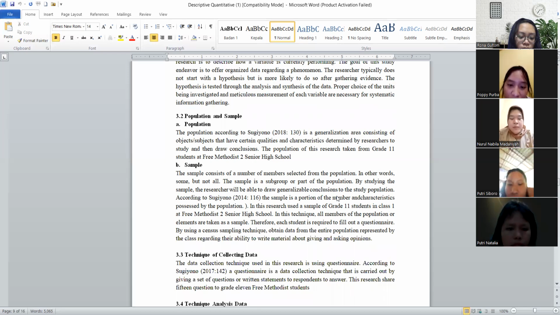In this research, we use a sample of 11th grade students in class 1 at Free Methodist 2 Senior High School. In this technique, all the members of the population or elements are taken as the sample. Therefore, each student is required to fill out a questionnaire, using a census sampling technique. We obtain data from the entire population represented by the class regarding their ability to write material about giving and asking opinions. All right, thank you, and I give it back to the moderator.